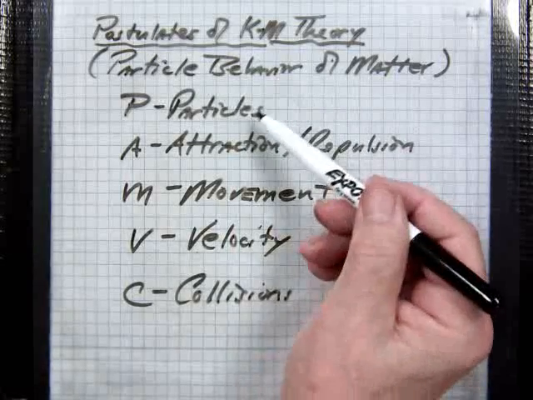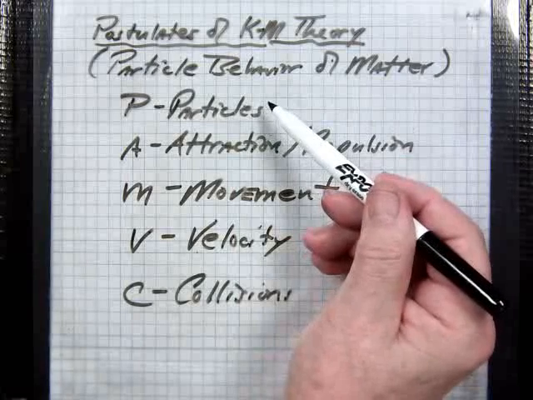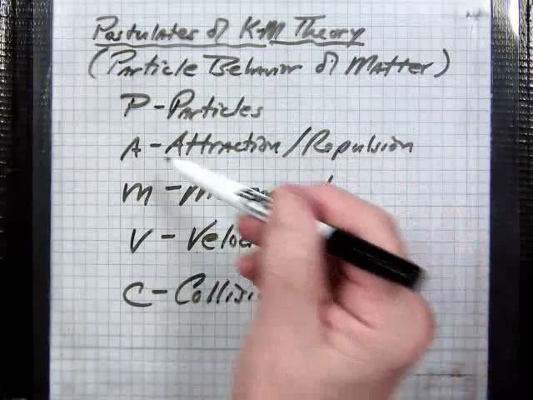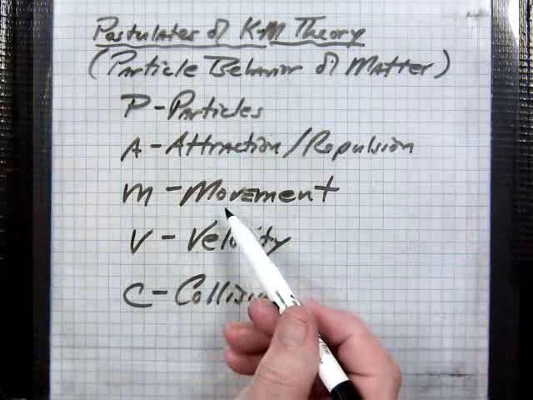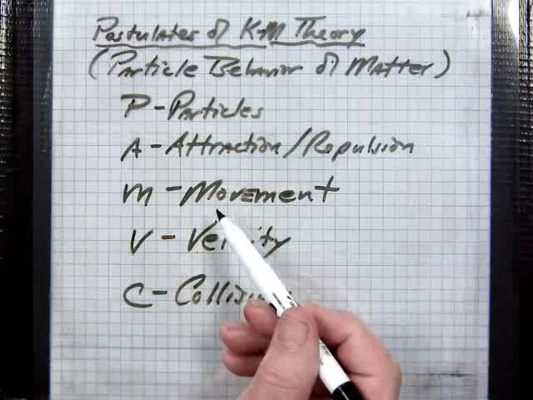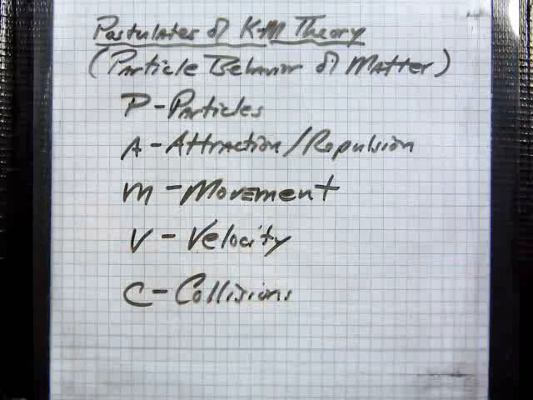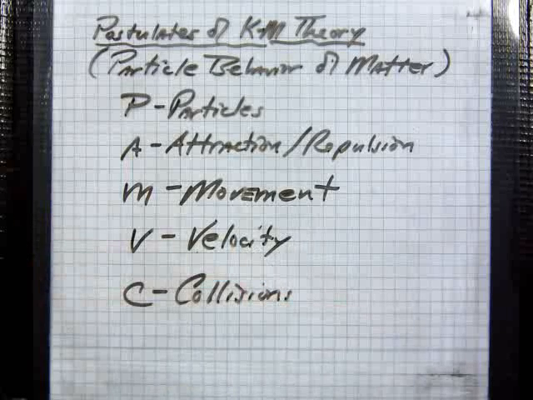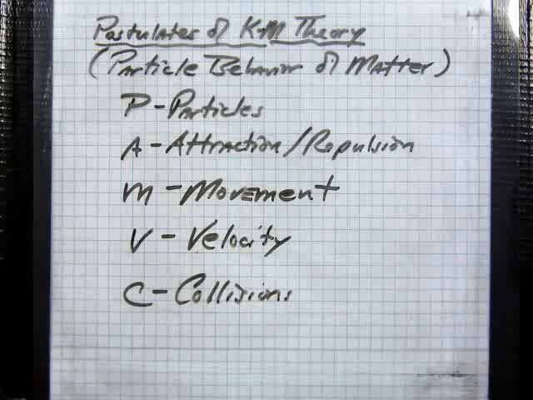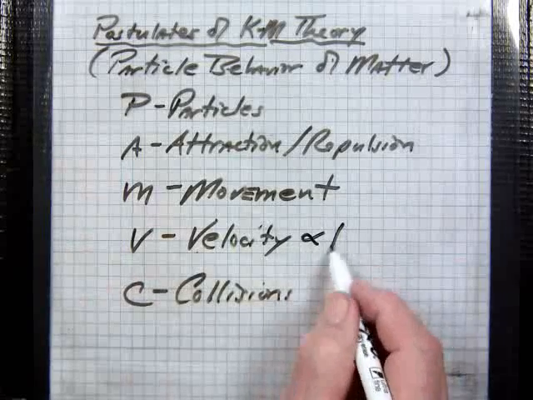All matter is made up of particles, either molecules or elements. So that's where the P comes from, particles. All particles interact by either attraction or repulsive forces. All particles at and above absolute zero, Kelvin zero, are in constant motion. Three modes of motion: translation, rotation, vibration. And velocity of the particles is directly proportional to the kinetic energy content. That is, if you heat particles, they move faster. If you cool them, they move slower. So velocity is proportional to kinetic energy.